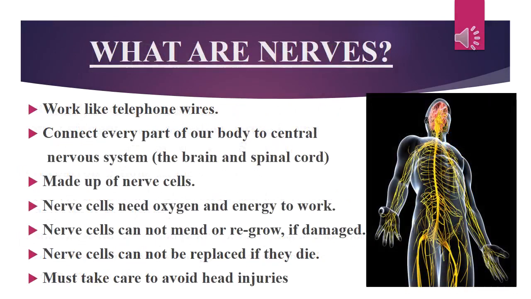The next topic is nerves. What are the nerves? The nerves work like telephone wires. They connect every part of our body to the central nervous system, which is the brain and spinal cord. All the nerves in our body are made up of nerve cells. Nerve cells need oxygen and energy to work. Nerve cells cannot mend or regrow if damaged. Nerve cells cannot be replaced if they die. Therefore we must take care to avoid head injuries. Head injuries can cause permanent damage to the brain or even death.